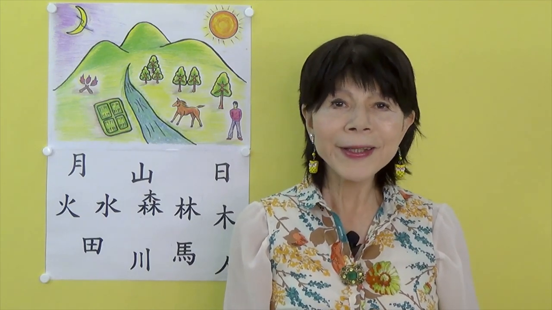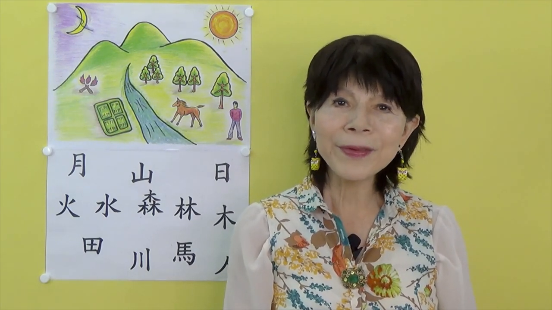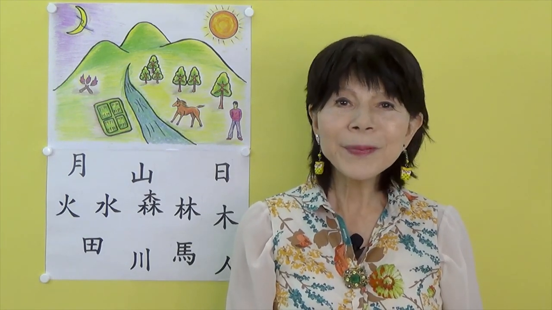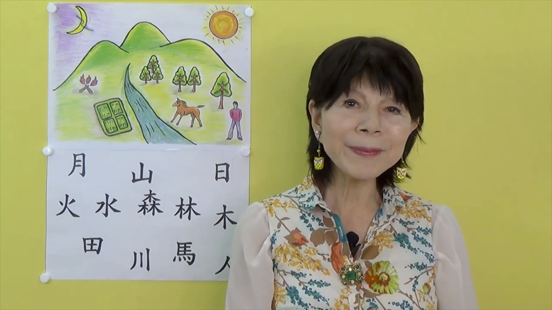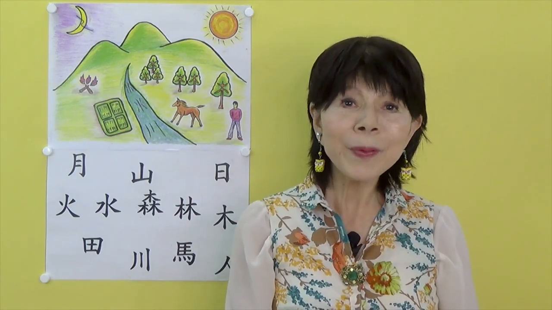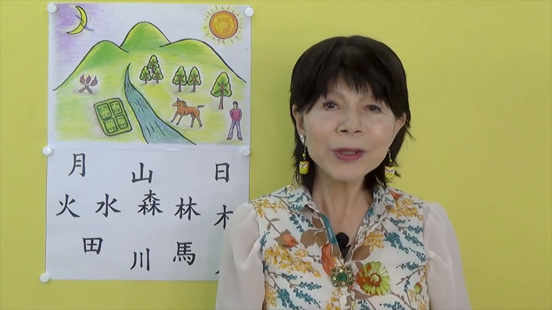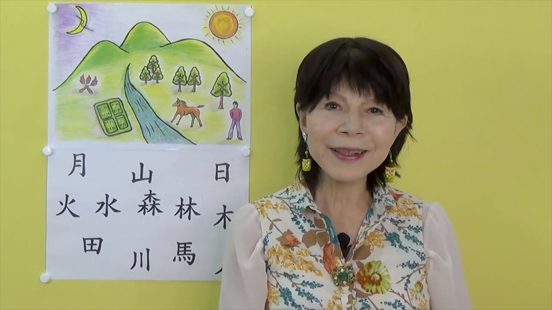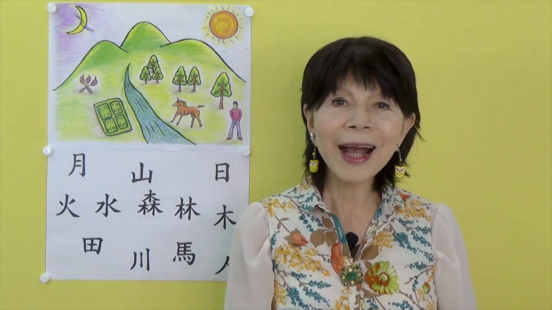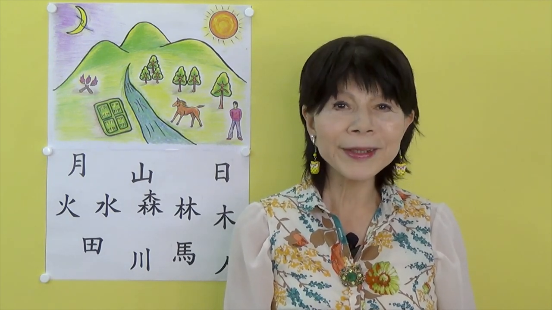This time is the origin of Kanji part 3. In my previous two videos, you learned many kanji came from shapes of things, and many kanji were created by putting together more than two basic elements of kanji. Here, you learn more about the origin of kanji and other knowledge.